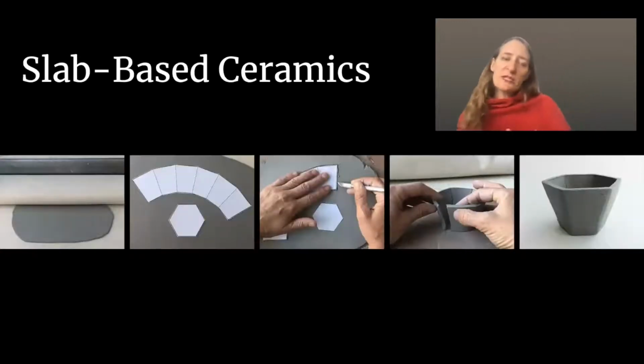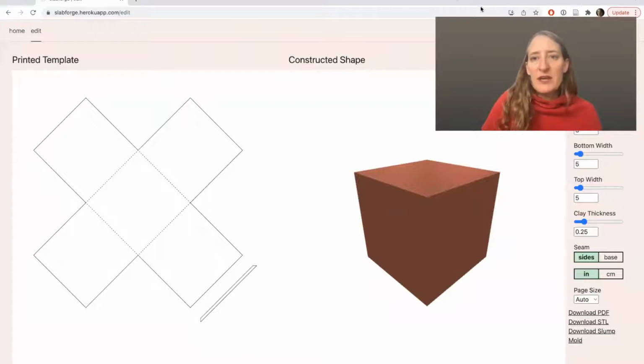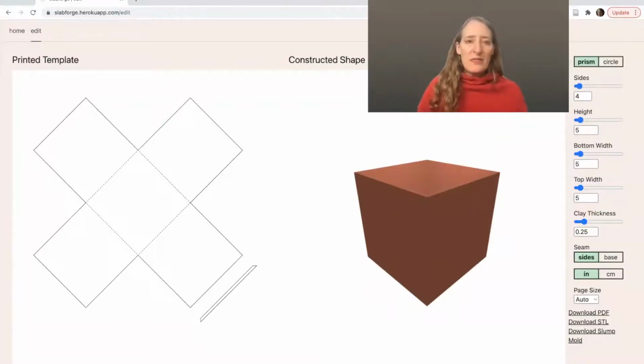So slab-based ceramics is a kind of construction whereby you build three-dimensional ceramic forms by cutting two-dimensional pieces out of flat sheets of clay and then folding them up into three-dimensional forms. Our software supports the design of templates that create a range of three-dimensional clay constructions. This is web-based software. It is fully open source.